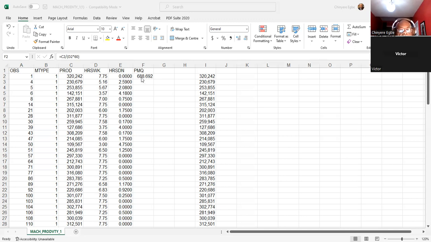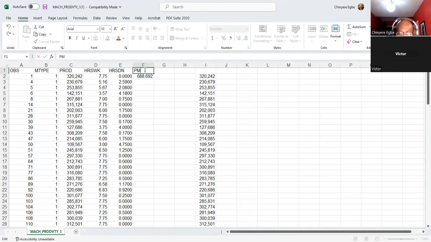And so, are you now seeing my spreadsheet screen? Yes, I can see your spreadsheet screen. Okay, so this is per minute output. Let me call it per minute output, right? PM out. Let's call it per minute output.